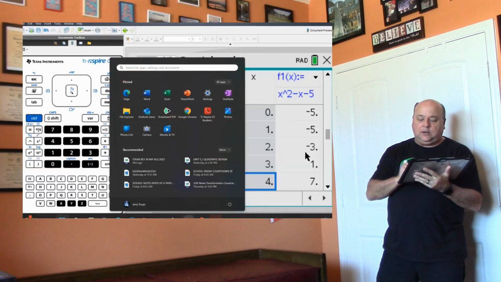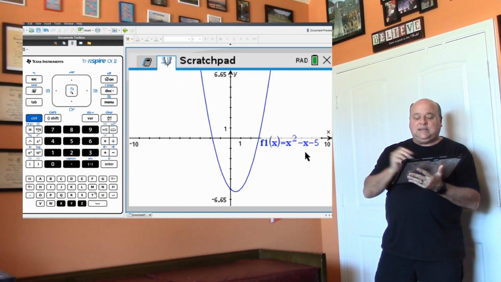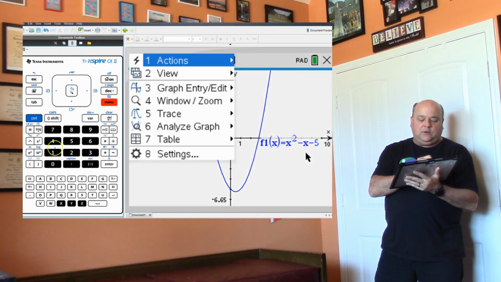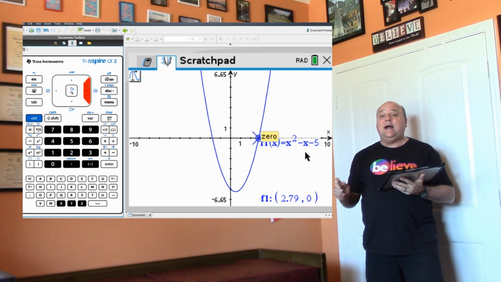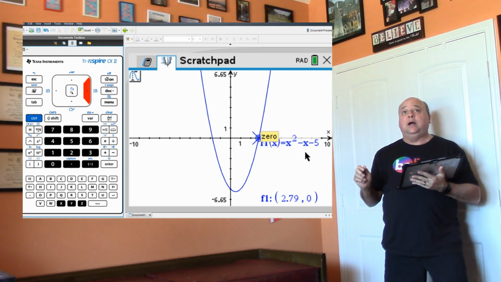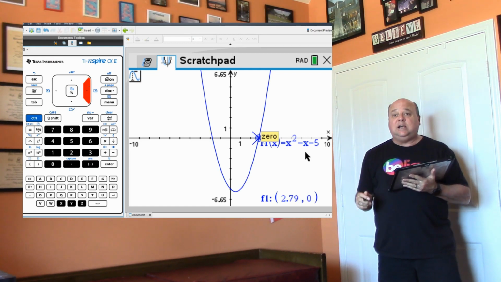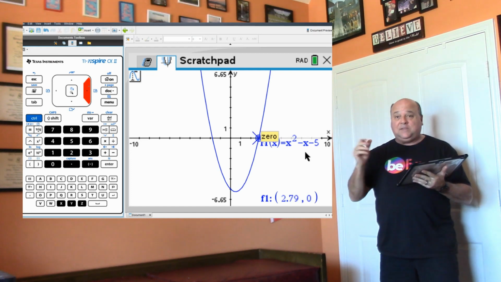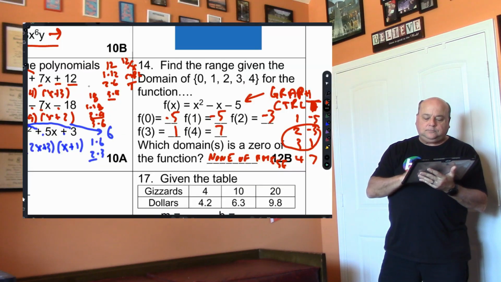Let's go to our calculator and we can find this. Hit Control T. And remember, we said it would be between 2 and 3. Menu 5, 1, and I'm going to trace to that zero right there, 2.79. That's actually a square root value. So you would have to type in the square root value. You just learned this last week on the quadratic formula. But that would end up being a square root. Now then, let's keep going.